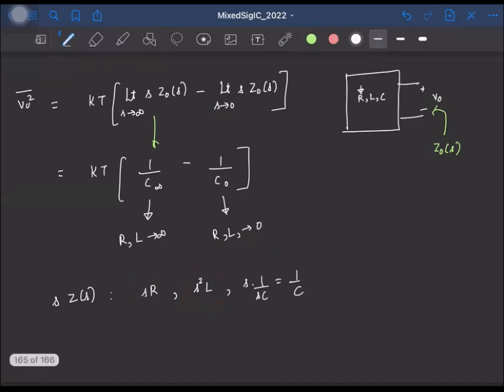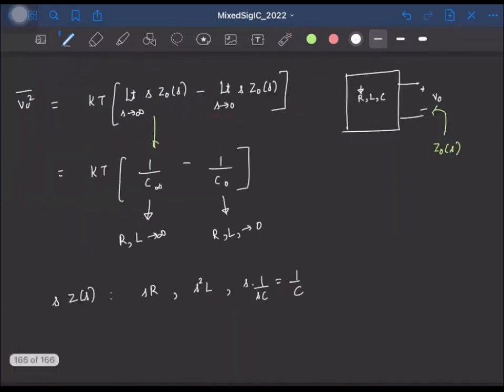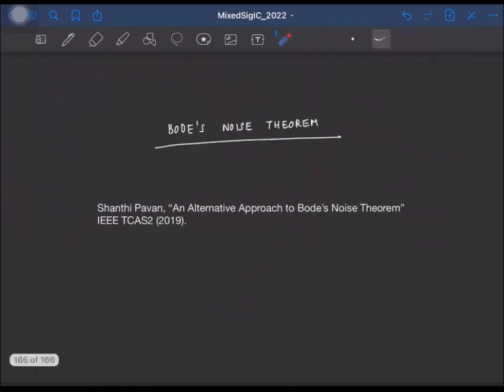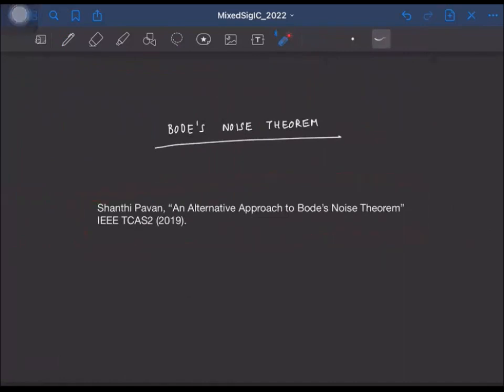Okay. So, and if you want to learn more about this, you can search about this Bode's noise theorem. In fact, this result comes from this Bode's noise theorem. And if you want to read more about this, you can refer to this paper by Professor Shanti Pavan. Okay.